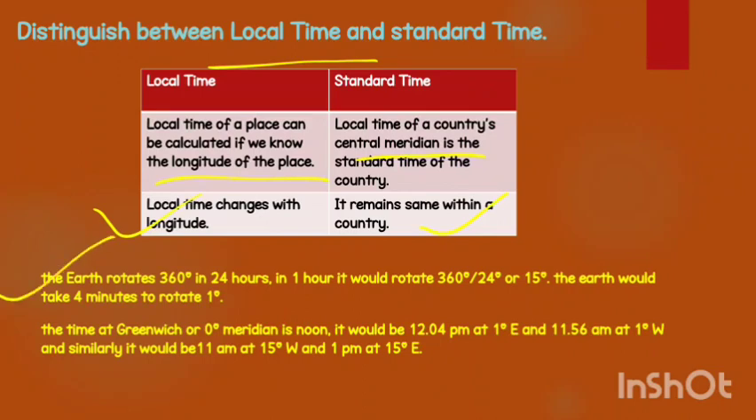See, our Earth rotates 360 degrees in 24 hours. Then in 1 hour it would rotate 360 divided by 24, which is 15 degrees. So the Earth takes 4 minutes to rotate 1 degree.